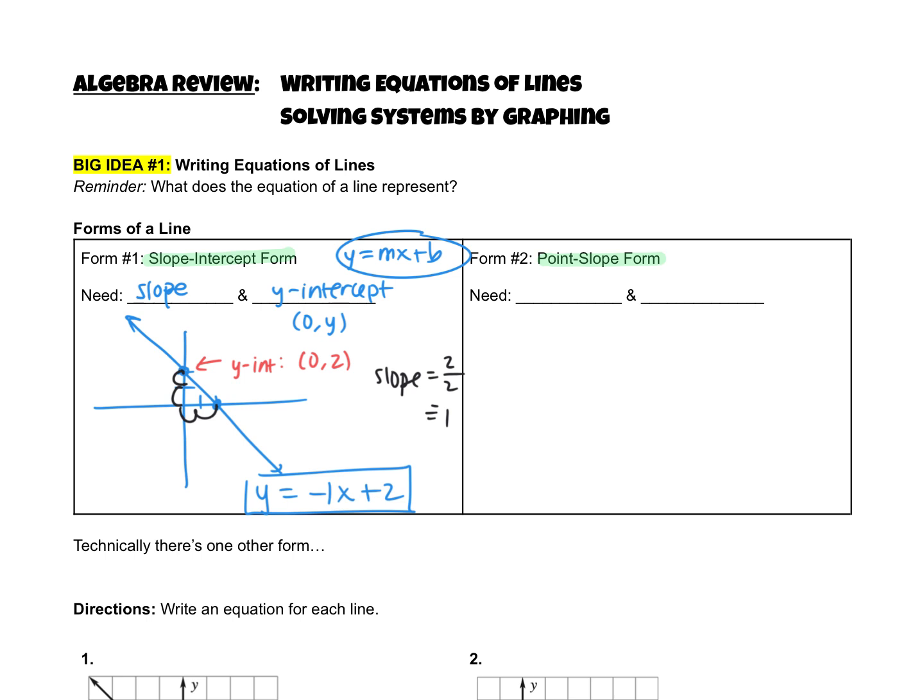Point-slope form tells you exactly what you need. You need any point and the slope. Any point and the slope. This is the one that I think many of us learned last year, but maybe not everybody. Point-slope form looks like y minus y1 is equal to m times (x minus x1). The slope is m, and any point is that (x1, y1).